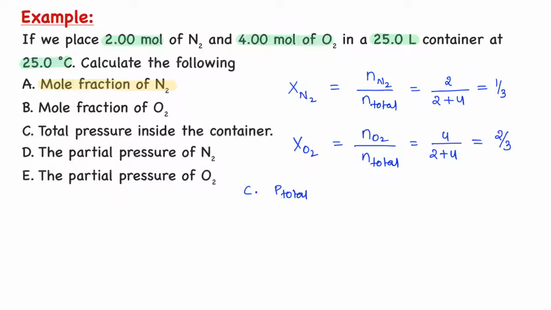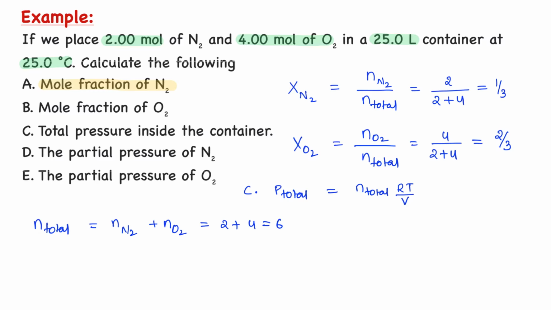We learned earlier that P total is equal to n total times RT divided by V. What this means is the pressure of a gas is independent of the type of the gas, that is, if it is nitrogen or oxygen. It only depends on the total number of gas particles present inside the container. The total number of moles are 2 plus 4, that is 6 moles.